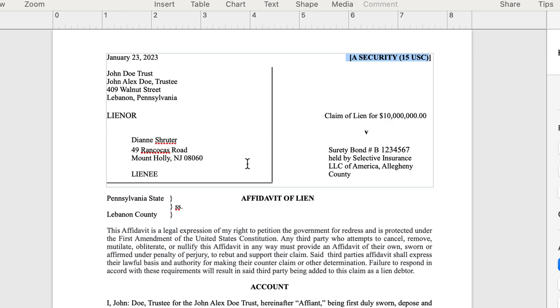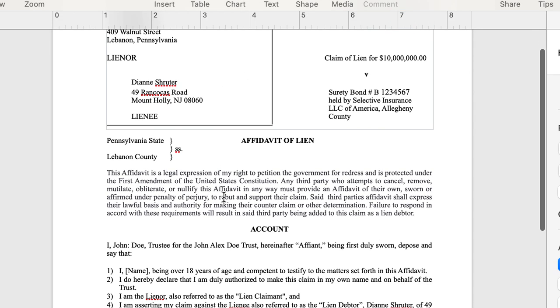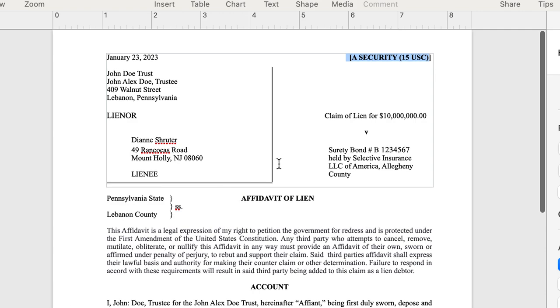And you don't have to prove that they received it and all of that. I don't really think you have to, because this lien, once it's executed, it's done. This is already after numerous defaults. But yeah, since it is a security, you could give it a registered mail number and go ahead and send it to the lienee. Now, this is a claim of lien for $10 million in this example.